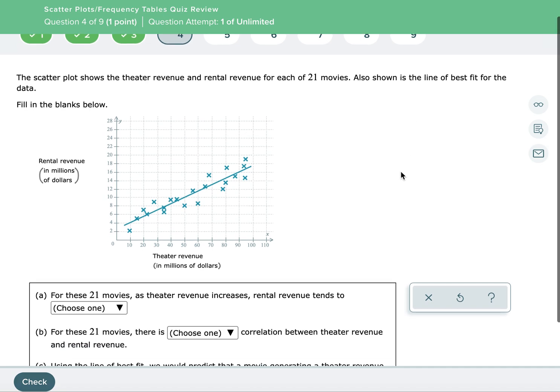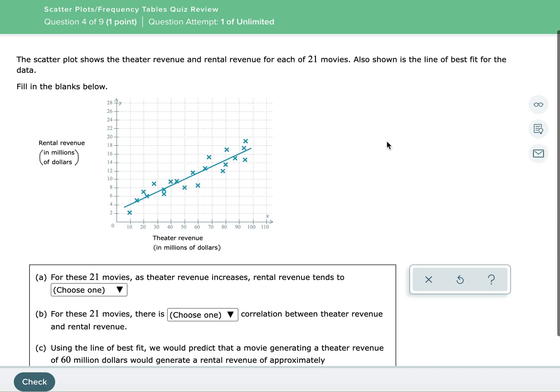And if you look at it, it's a good line of best fit. It splits the data pretty evenly, and it looks like it's going up, right? So let's take this now and use what we know about linear relationships and see if we can answer this. Letter A says, for these 21 movies, as theater revenue increases, rental revenue tends to, and our choices are it will increase, it will decrease, or it'll stay the same.